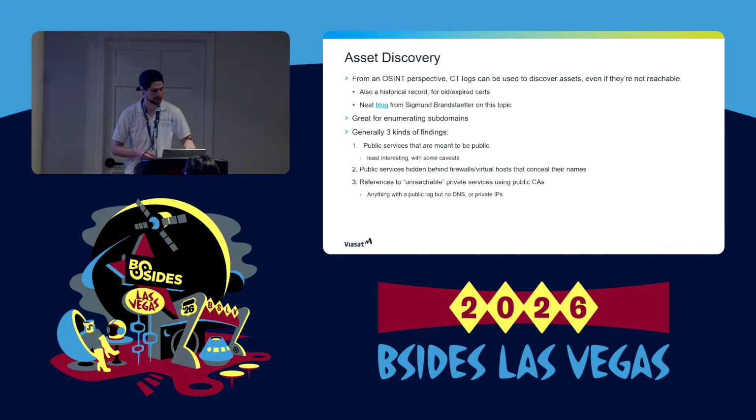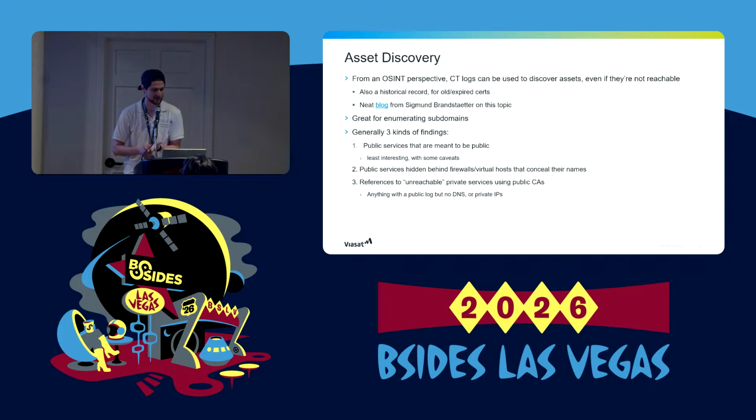There's a really neat blog from this fellow whose name I'm not even going to try to pronounce on this topic, but he's a red teamer. I read his summary. Great for enumerating subdomains. There was a talk earlier in the con about dangling DNS, like ghost domains. This is a good way to find them. If you go look up certificate transparency logs, you find everything that's ever been issued. So you can find things that aren't around anymore that still have valid certificate records.